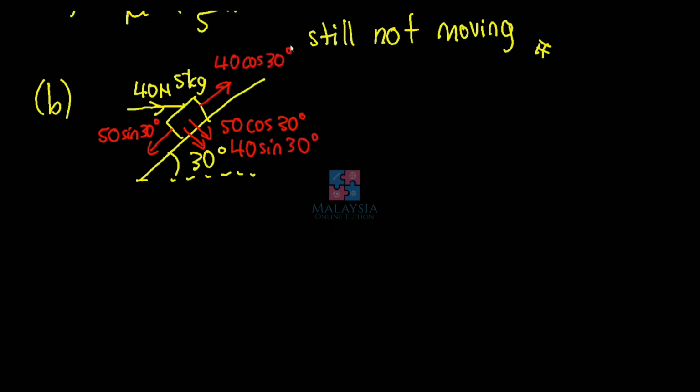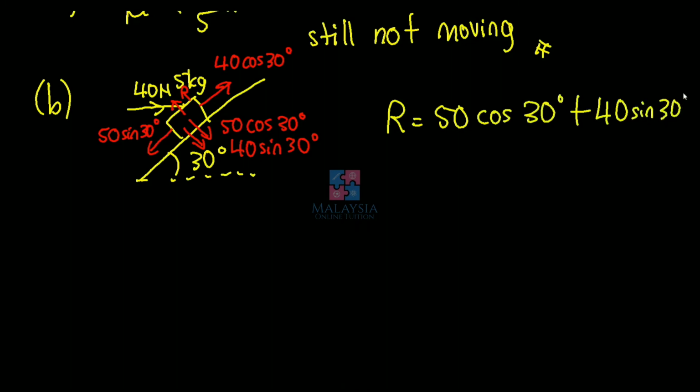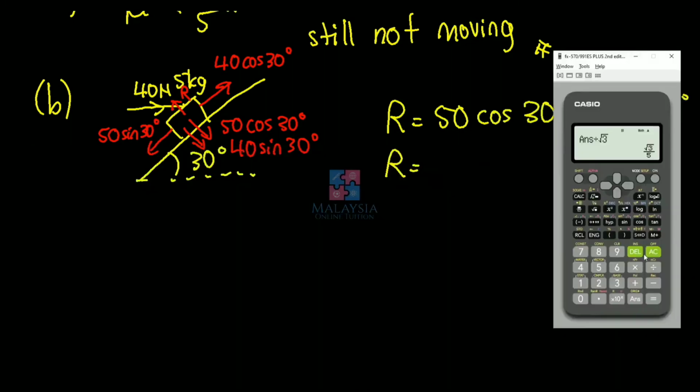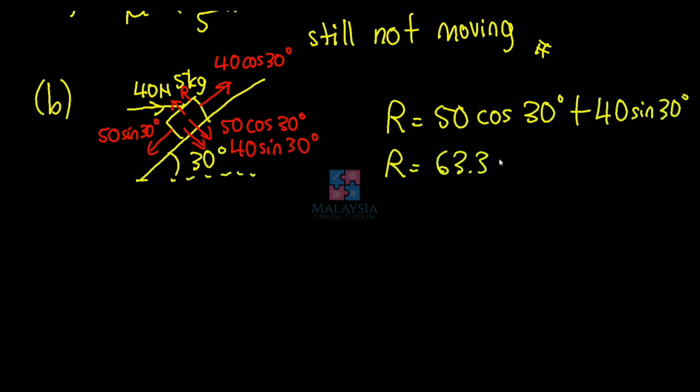So now what we need is the direction of the frictional force, because they just mentioned that the block does not move. So now we need to find what our R is first. Oh yeah, another thing is I forgot to label the R. So the R that we have here will be equal to 50 cos 30 degrees plus 40 sine 30 degrees. We will get 63.3 Newton. Yeah, because this is force, right?